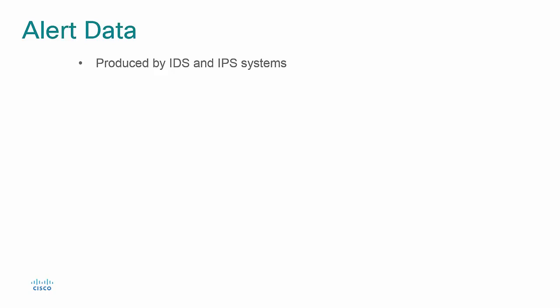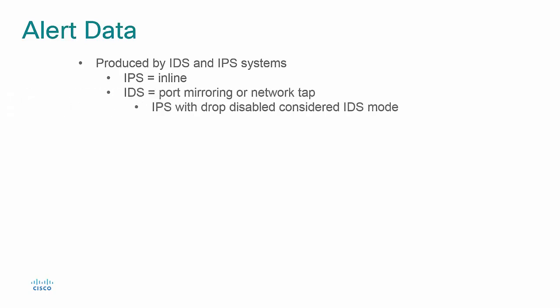One school of thought is that the distinction is not about the tool itself, but how it's deployed. To provide intrusion prevention, an IPS must be deployed inline so that it has the ability to drop traffic that it classifies as malicious. If the system is deployed using port mirroring or network taps, then it is considered to be in IDS mode. Also note, if an IPS system is connected inline and is configured with all drop responses disabled, it is then in IDS mode.